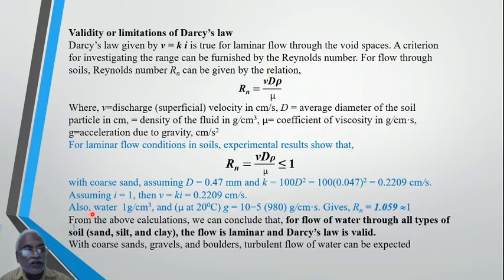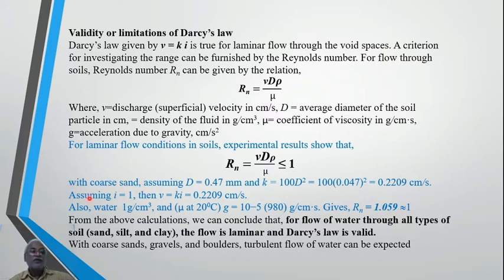Also, density of water is 1 gram per centimeter cube, and mu at 20 degrees centigrade is around 10 to the power minus 5, 980 grams per centimeter second. If you substitute and calculate Rn, roughly it comes out to be 1.059, or approximately equal to 1. This is for coarse sand, where the flow will be turbulent.